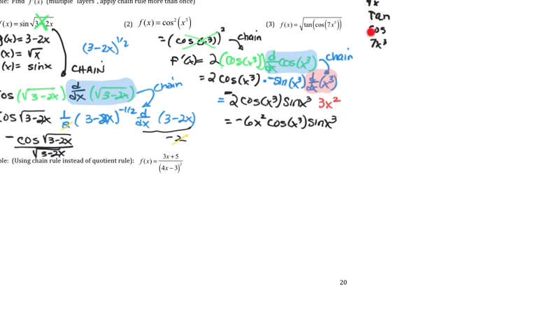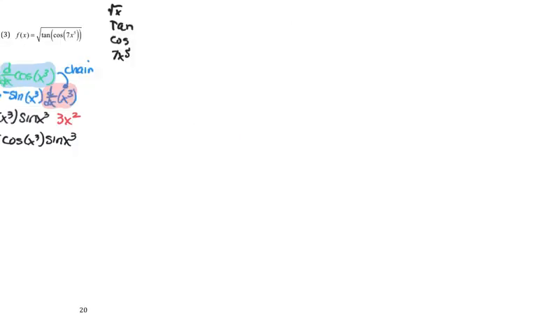Okay, this one has 4 functions. The outermost is the square root, and then would come the tangent, and then the cosine, and then the 7x to the 5th. Okay, this is the innermost working out, this is the outer working in. So the derivative here.